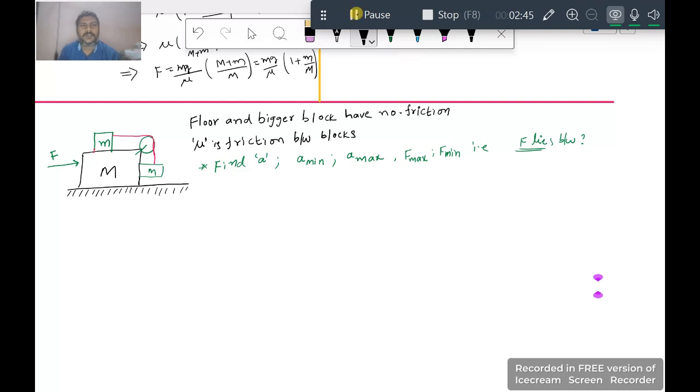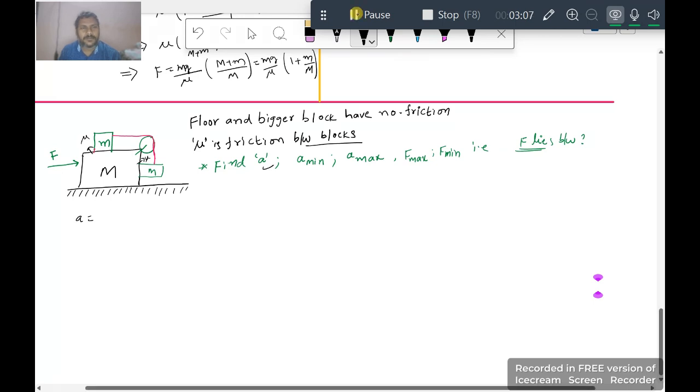See, the floor and bigger block have no friction according to what is given. The mu is the friction between two blocks, block to block. Here is a mu, and here also mu. And in the condition, they're asking the A value. So A is equal to F, the applied force, by the total mass, that is equal to m plus 2m. This is very simple.